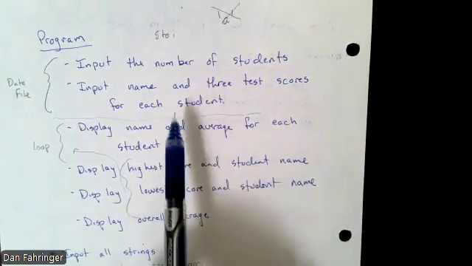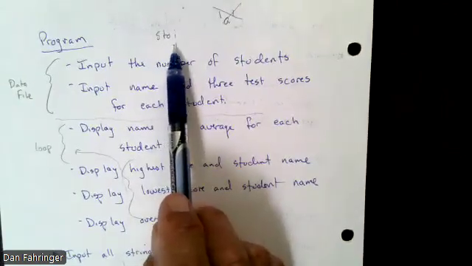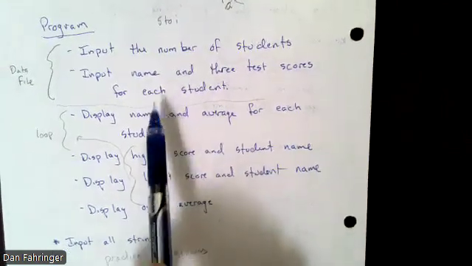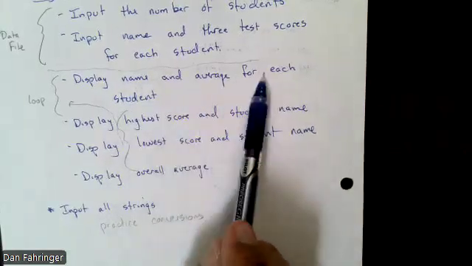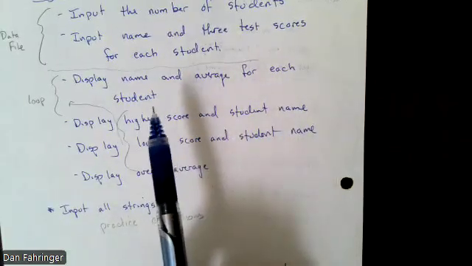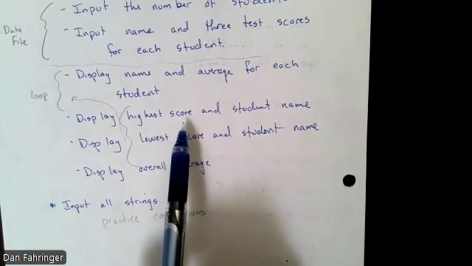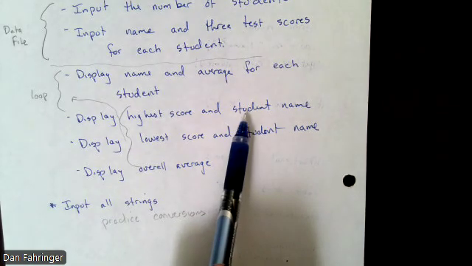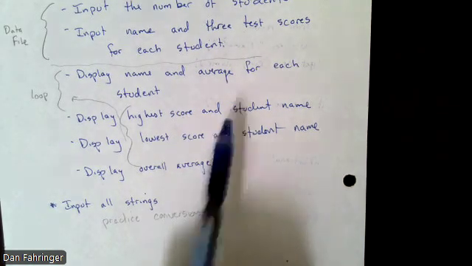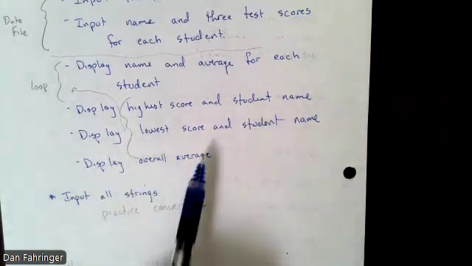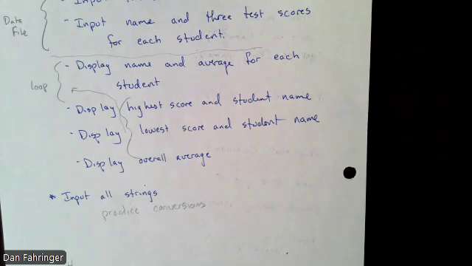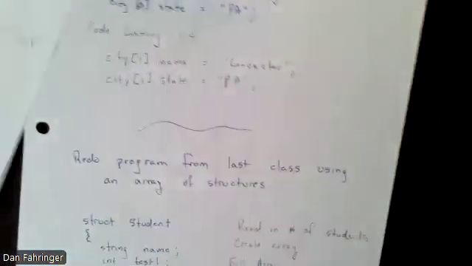Now, after part 1, we're going to see part 2. I don't know what STOI means, but that's up there. Isn't that string to integer? Yes. Display the name and average for each student. Okay, I can do that. Display the highest score and the student name. So out of 12 tests, what was the highest score and who had it? Display the lowest and display overall for all of the grades. Now, that's the easy part.